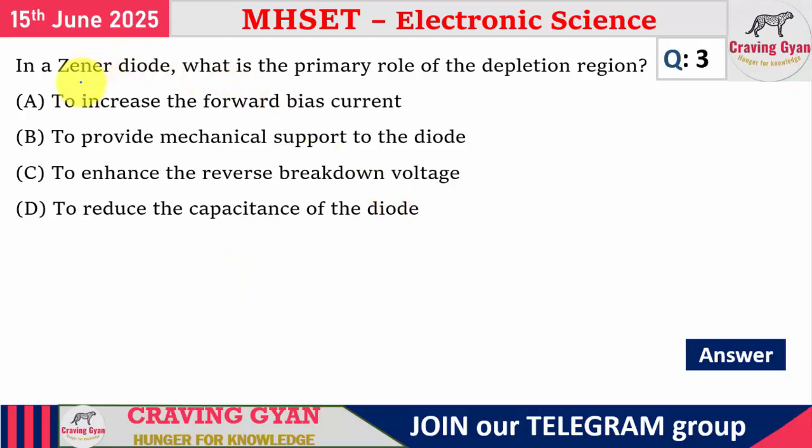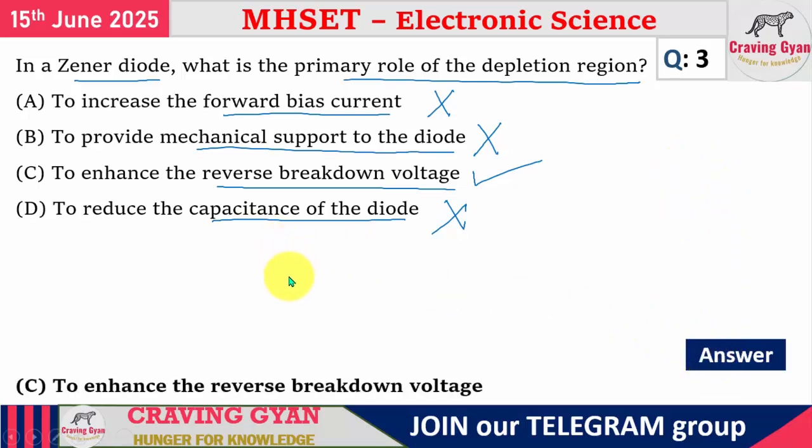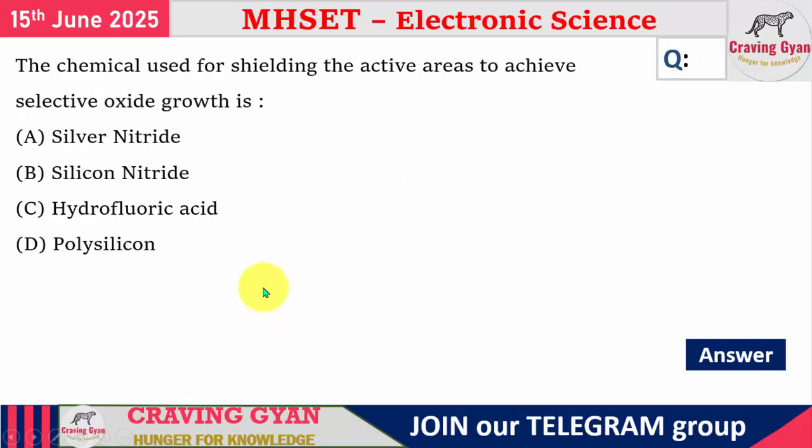For the third question, what they have given is, in a Zener diode, what is the primary role of the depletion region? To increase the forward bias current, to provide mechanical support to the diode, to enhance the reverse breakdown voltage, to reduce the capacitance of the diode. The primary role of the depletion region is to enhance the reverse breakdown voltage if you are operating in reverse bias. A Zener diode operating in forward bias is similar to a normal diode only. There is no concept of mechanical support. To reduce the capacitance is also a wrong option. So the suitable option is option C, to enhance the reverse breakdown voltage.